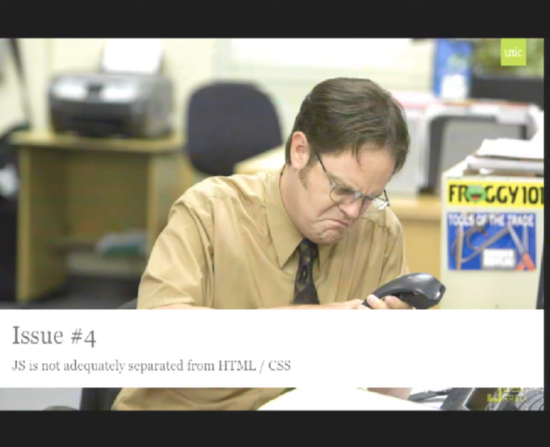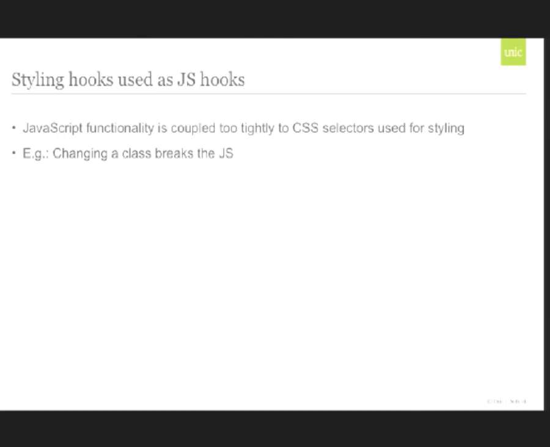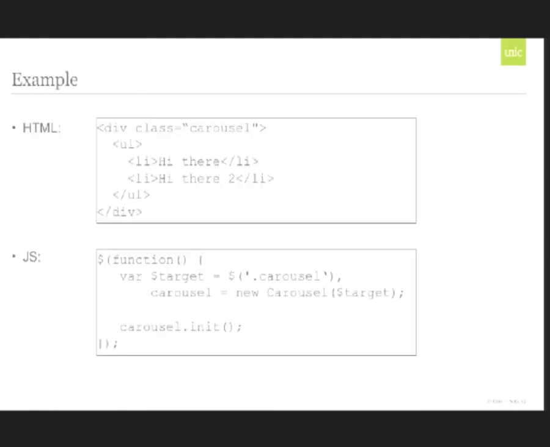Then the next issue is about not separating JavaScript from your markup, or not separating it enough. That usually starts with a conversation like this, and then you find out that the markup was changed. For example, a class was removed, and your JavaScript functionality relied on this class as a hook. So, for example, if you have a carousel and you initiate it on this class, it obviously doesn't work if you change this class.